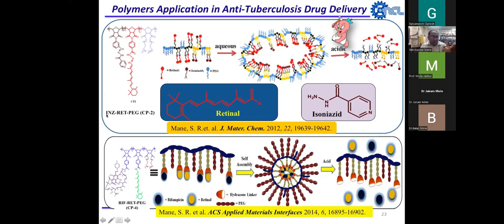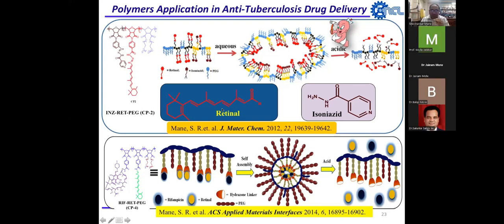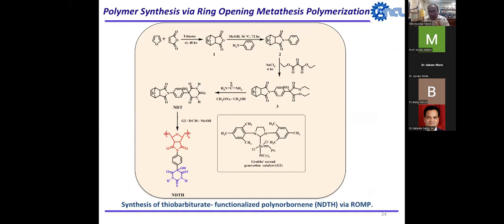We used isoniazid and retinal because when you take more doses of a frontline tuberculosis drug, like isoniazid or rifamycin, side effects come on our eyes. To reduce the side effects, we use retinal, a vitamin A aldehyde, which is very healthy for the eyes. So we introduced this combination and studied it. But I will go into details about the non-covalent approach, and how we make simple polymers and take them to further advanced applications.